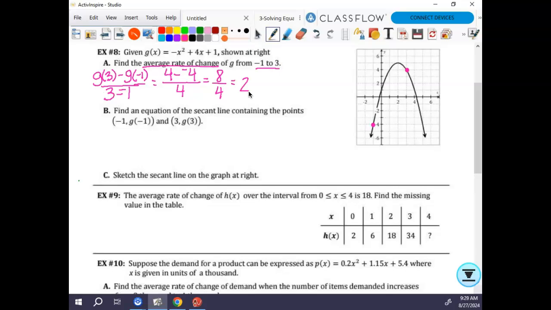So now we're supposed to write an equation of the secant line that contains these 2 points. All right. Well, we just figured out that g of -1 is -4, and g of 3 is 4. So we actually have our ordered pairs then. All right, so go ahead and write an equation of the secant line.